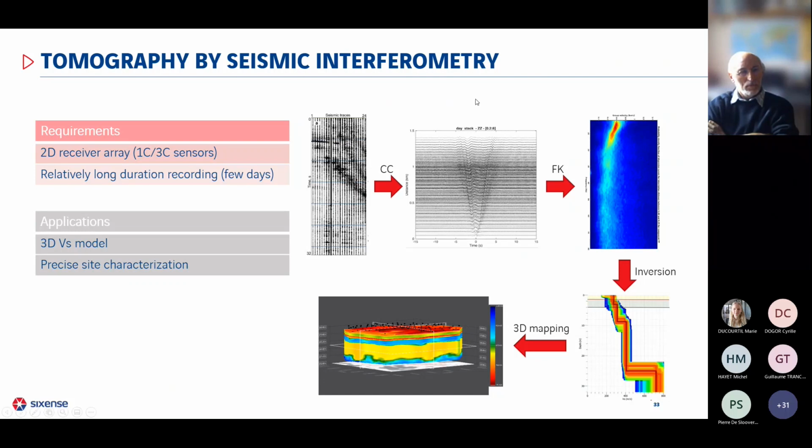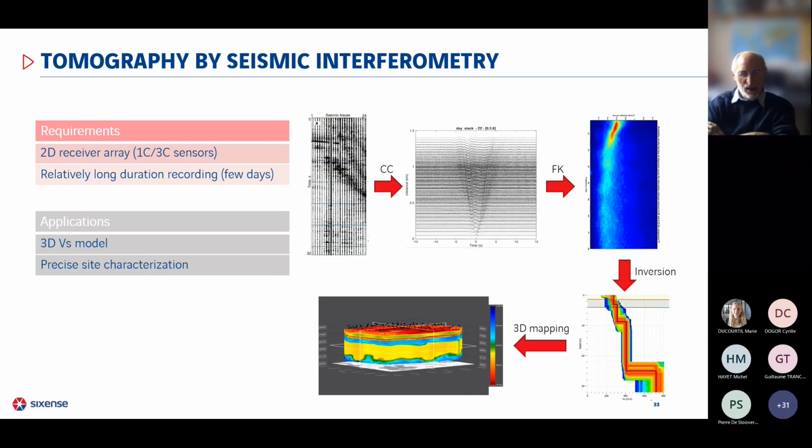So for this method, we need a 2D network of either 1 component or 3 component sensors and a much longer duration of recording. Here we talk about a few days or even longer, depending on the area. And the result would be a 3D velocity model, as we see here, with relatively high precision and a 3D characterization of the site with a relatively high resolution.